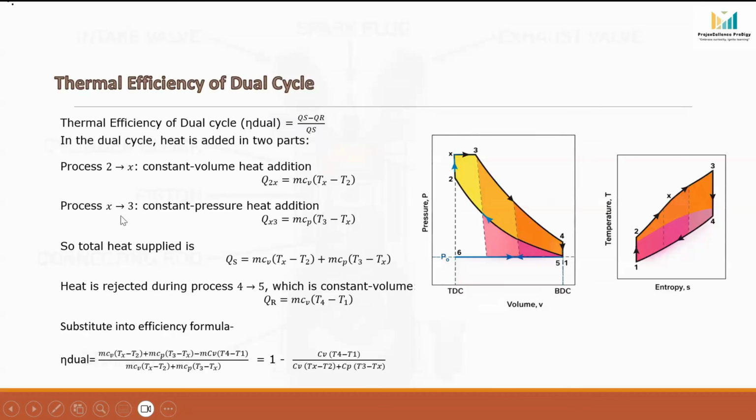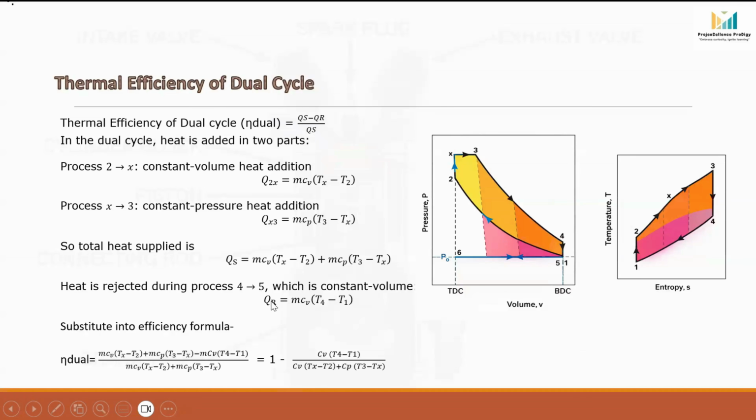Second, for process x to 3, heat is added at constant pressure, which is mCp (T3 minus Tx). So total heat supplied becomes mCv into (Tx minus T2) plus mCp into (T3 minus Tx). Next, heat is rejected during process 4 to 5, which is at constant volume. So the heat rejection will be mCv into (T4 minus T1).